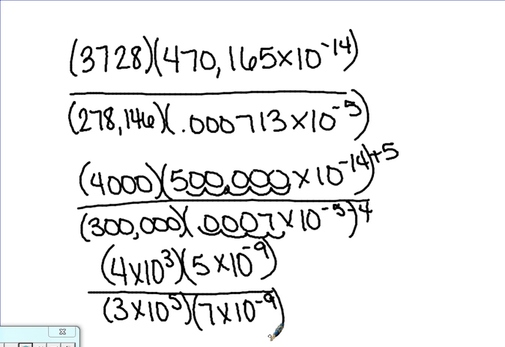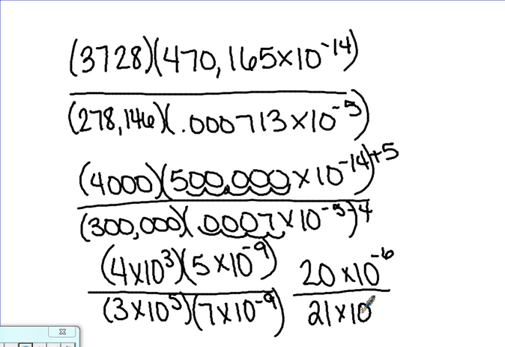Then we need to multiply the coefficients and add the exponents. So 4 times 5 is 20. And if we add the exponents, 3 plus negative 9 is negative 6. Then we're going to multiply 3 times 7, which is 21. And we add our exponents, 5 plus negative 9 is negative 4. Now we have 20 over 21.